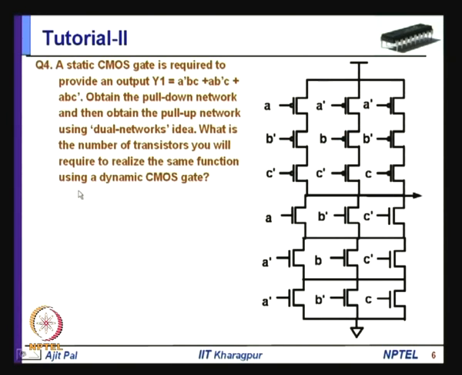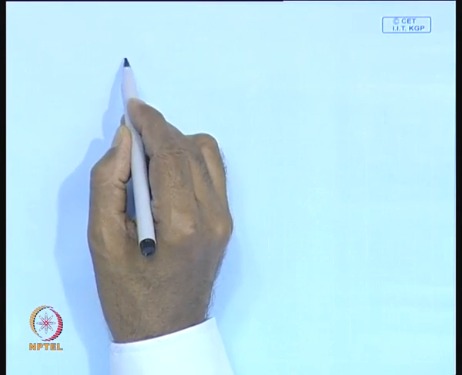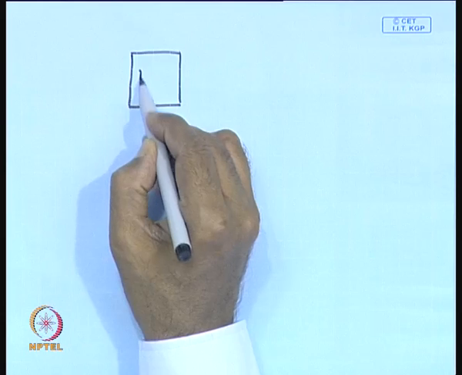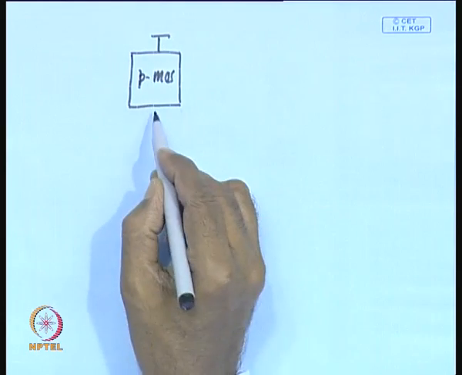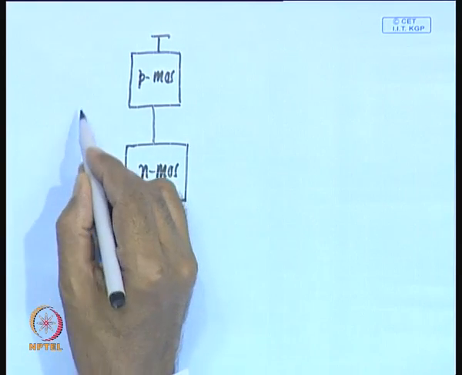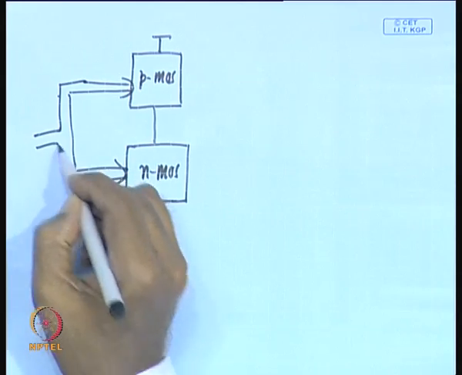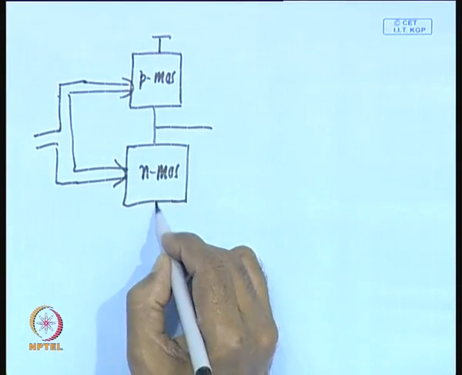Now, coming to the fourth question, a static CMOS gate is required to provide an output y1 equal to A bar B C plus A B bar C plus A B C bar. As we know, whenever you are realizing a CMOS gate, you have a PMOS network as the pull up device, and you have an NMOS network as the pull down device, and the same inputs are applied to both, and you take the output from here. The NMOS network is connected to ground because it acts as a pull down network. This is how you realize the function.